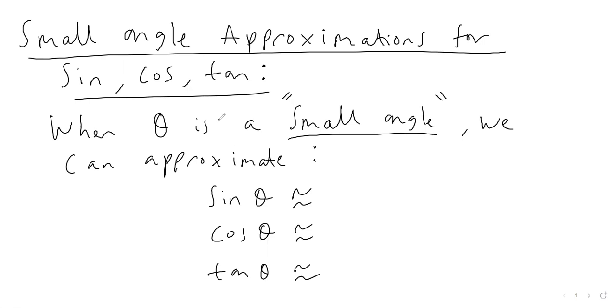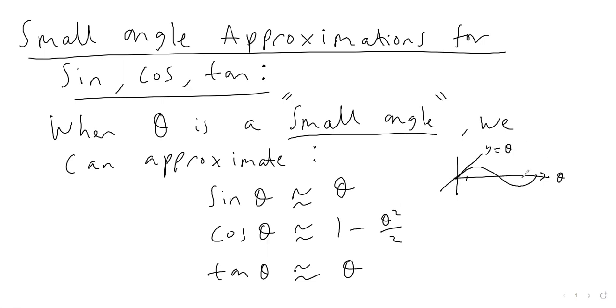So the approximations that you need to learn are that when theta is a small angle, sine theta is about theta, cos theta is about 1 minus theta squared over 2, and tan theta is about theta. If you think about a sine graph, for example, sine goes like this. When your theta is a small angle on the x-axis at the start here, it's approximately the same as this y equals x line or this y equals theta line, if we call this the theta axis. So that's a justification you can use for that one.